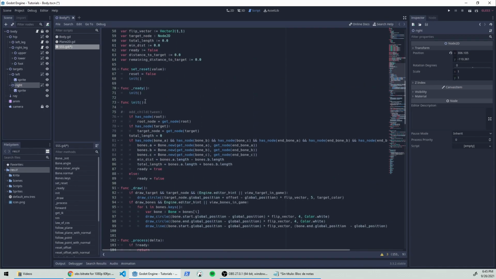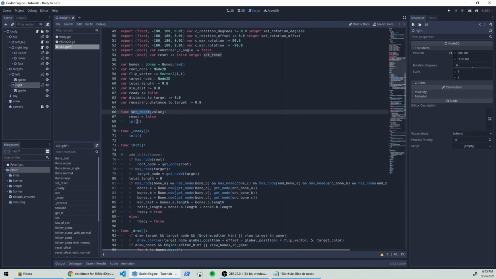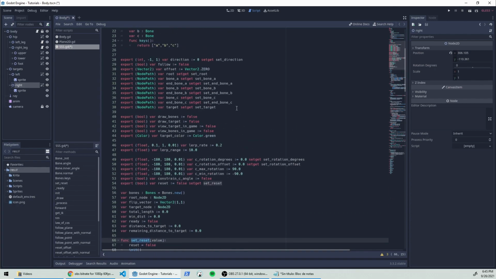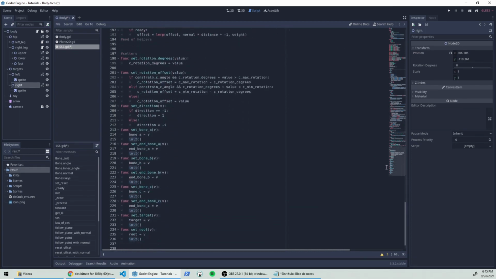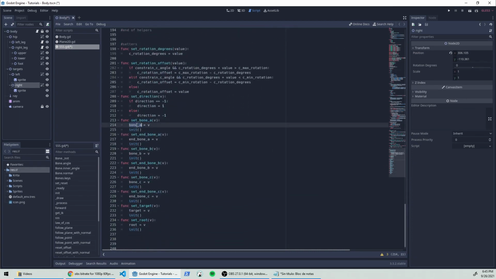Then, for initialization, our init function, as you can see, I have this separate from the actual ready function because sometimes you want to call it manually, and you also want to call this if a bone changes. So we have setters for every single bone. All of these functions do the same thing. All they do is assign the node path and call init, right? They just assign the value they're supposed to, and then they call init again, so you can recalculate the whole chain.